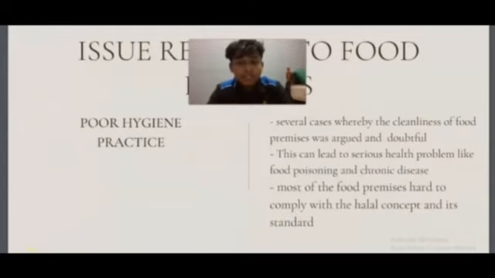Next, other issues related to food premises are poor hygiene practice. There were several cases whereby the cleanliness of food premises was acute and doubtful. For example, in 2016, the Perlis Health Department commanded more than 27 food premises in Perlis to temporarily shut down due to disobeying Section 11 of the Food Act 1983, which concerns dirty food premises. This is a huge number and this issue should be taken seriously since it is related to human health.